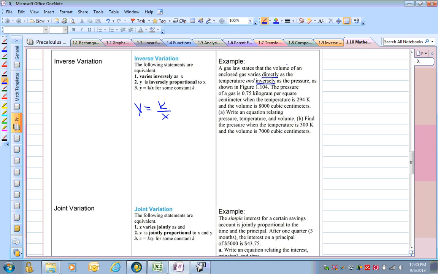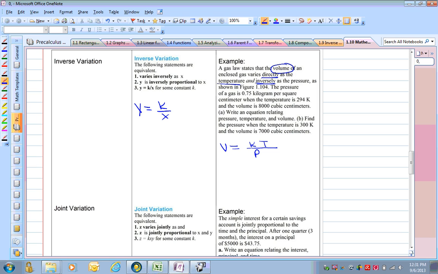So volume is what we're talking about, so that's going to represent our y. So volume equals, we know we're going to be dealing with a constant, and because we have both direct and inverse, I'm going to put a fraction bar, multiplied at the top, divided at the bottom. It says the volume of an enclosed gas varies directly as the temperature. That would mean multiplication, so the temperature is going to be multiplied. And the gas varies inversely as the pressure, so the pressure is going to be underneath.